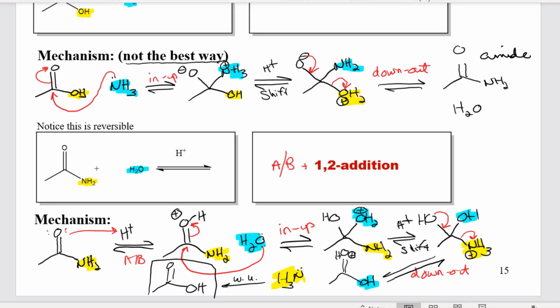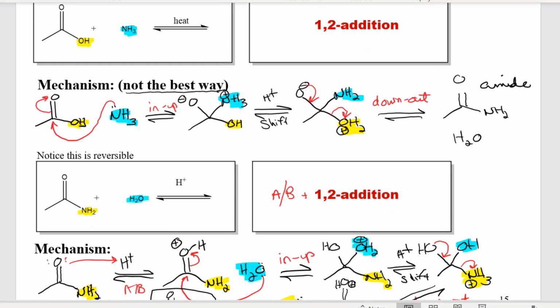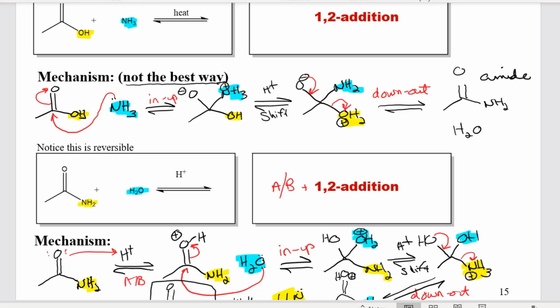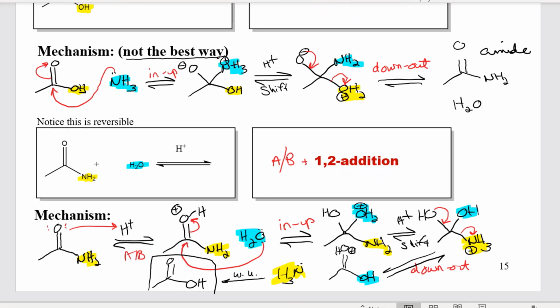Acid base in, up, acid base down, out, work it up. Very, very repetitive. I do like highlighting what you're driving on and highlighting what you're driving off and being consistent in your color coding. It super helps keeping track of proton shifts.